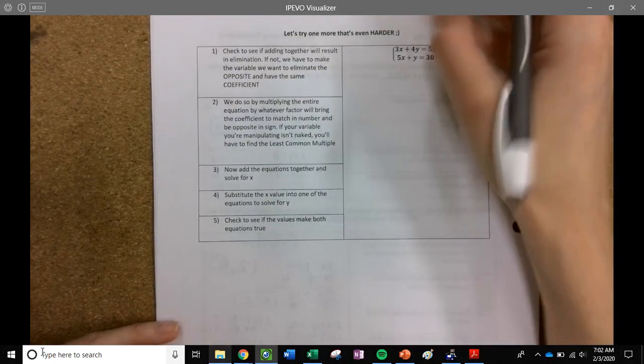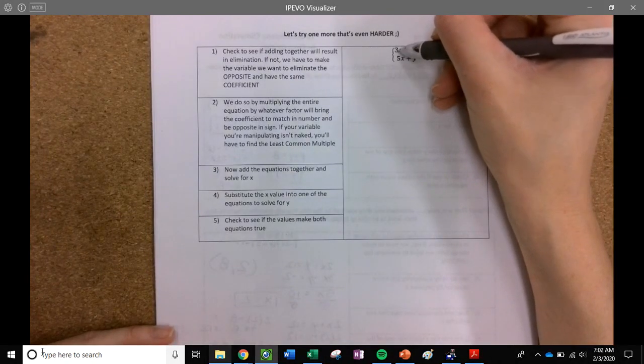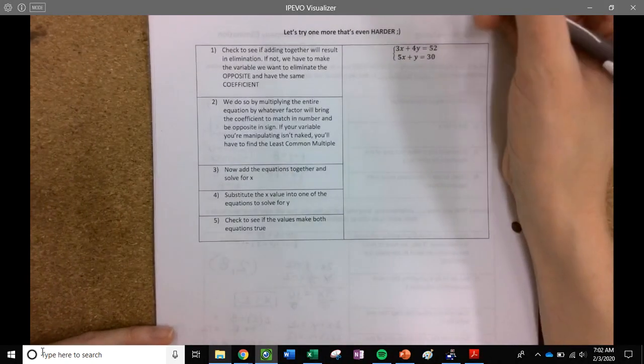And it's up to us to decide, do we want to manipulate both equations, or do we want to take the easy way and only have to manipulate one equation? I know what I want. The second option. Okay, if we were to say, well, I'm going to get my x's to eliminate, then we would have to find the least common multiple between these two numbers, 3 and 5. The least common multiple would be 15.